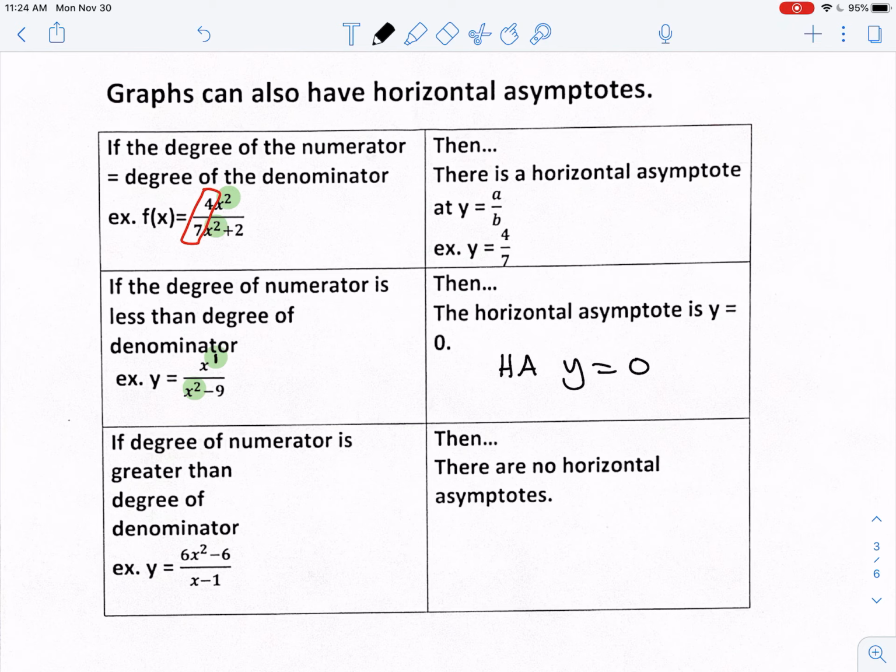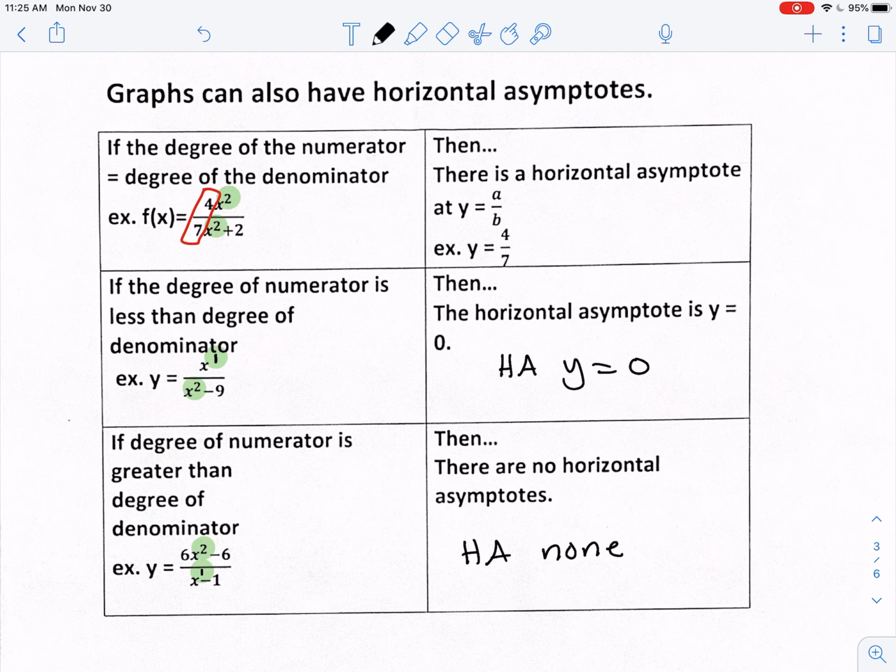Okay? Now, if the degree of the top is bigger than the degree of the bottom. So notice I put that the degree of the bottom is 1. When the degree of the top is bigger than the degree of the bottom, there is no horizontal asymptote. So for that, when you write horizontal asymptote, you would want to write none to indicate that you know there is not one. Okay.